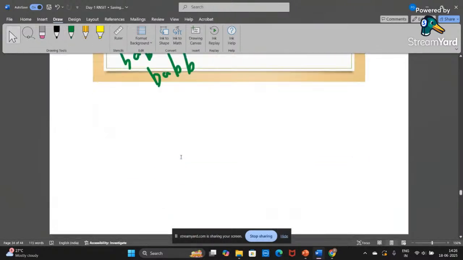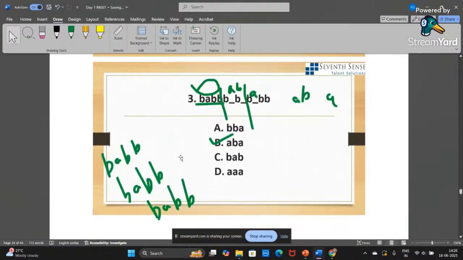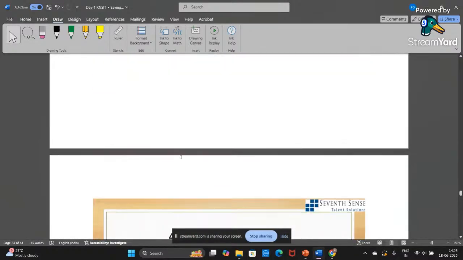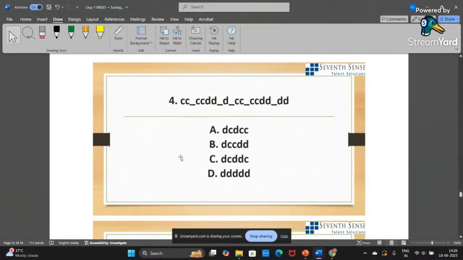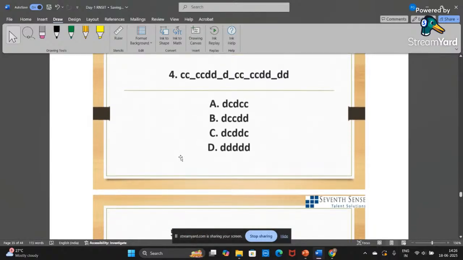Now let us move on to the next one. For this, A, B, A is the answer. Okay, it has to be filled. See, here there are no other letters at the start except D. So the first letter should be filled with D. That's all.